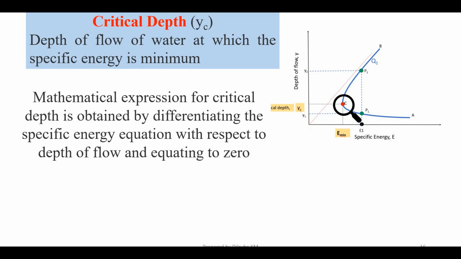So in order to make the specific energy minimum, we know at minimum point the differentiation with respect to the depth of flow of specific energy will give you the 0 value, or dE by dy will be equal to 0, and the specific energy equation is y plus Q square by 2gA square. So d by dy of y plus Q square by 2gA square will be 0. Okay, now let us differentiate this equation.